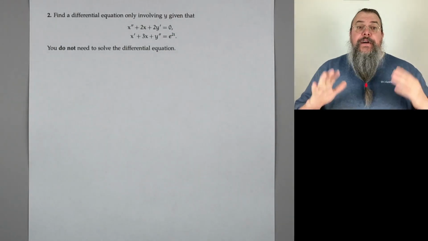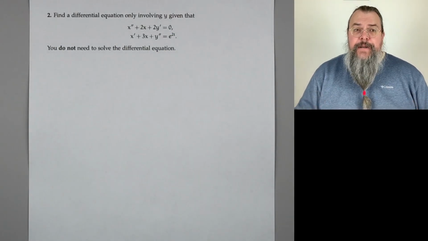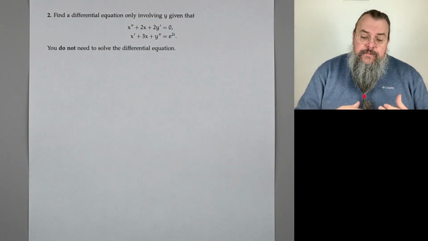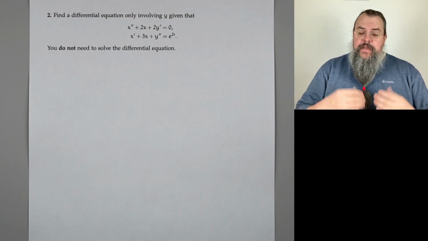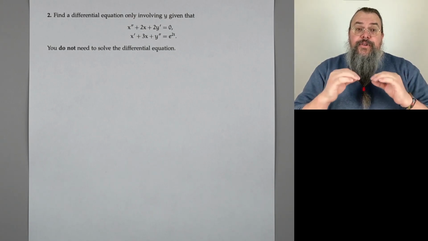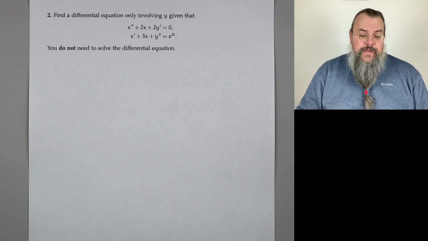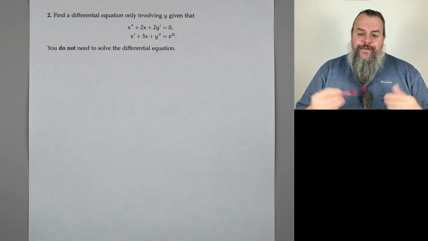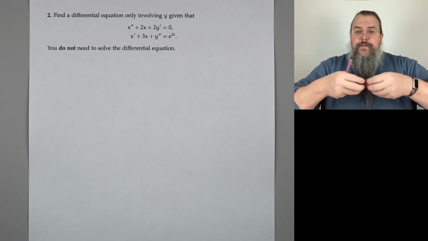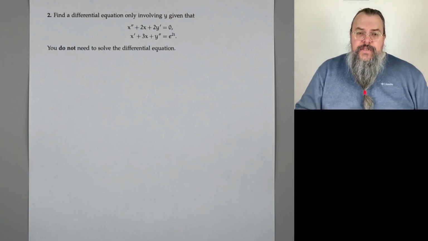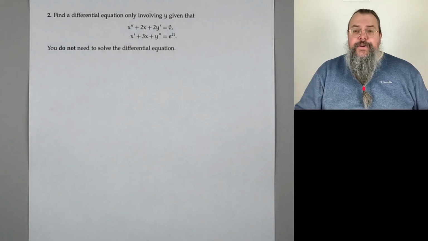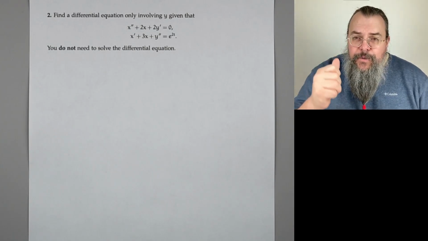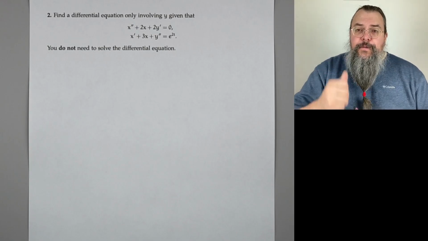Number 2. Find a differential equation only involving y, given that x double prime plus 2x plus 2y prime equals 0, x prime plus 3x plus y double prime is e to the 2t. And you do not need to solve the differential equation. One of our favorite phrases, do not need to solve. Okay, so what's going on here? Well, we have a system of 2 equations, which involves second derivative, so it's a second order system of 2 equations. And we're trying to get down to 1 equation, only for y.